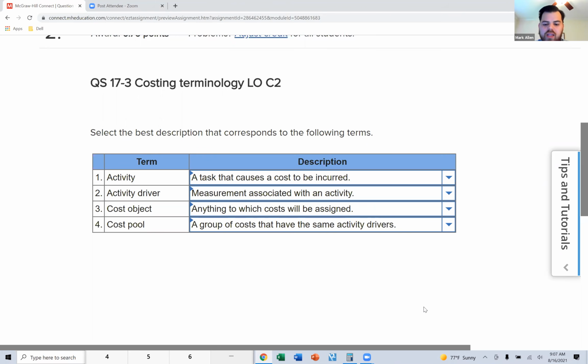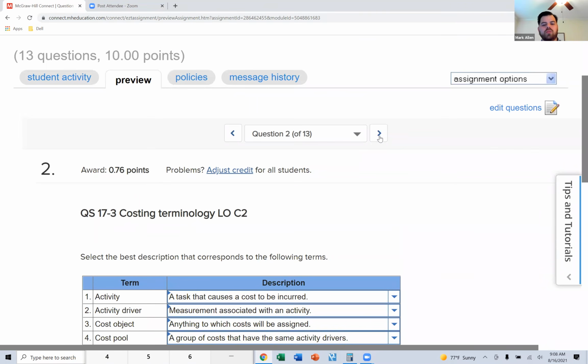Very good. And then finally, the cost pool. This is just a group of costs that have the same activity drivers. And we'll see this more as we move through the chapter. So I'm not going to spend a lot of time on it. If you want to just look in the textbook, or look through the chapter, that's fine, just to give yourself a reference point before we continue. But I think we'll see plenty of examples of cost pools as we move through the rest of this chapter.